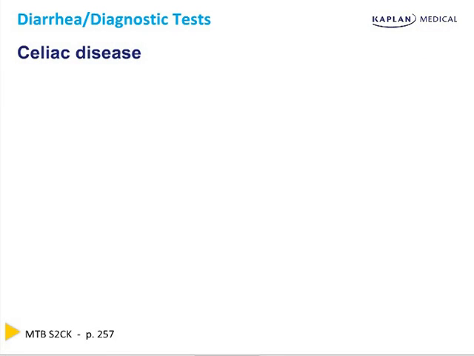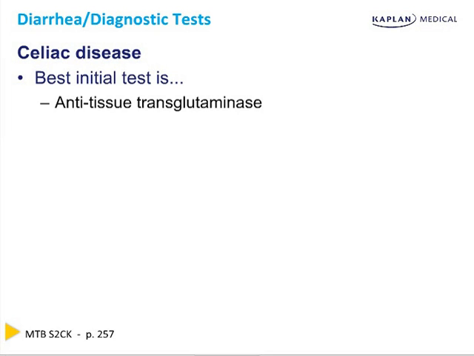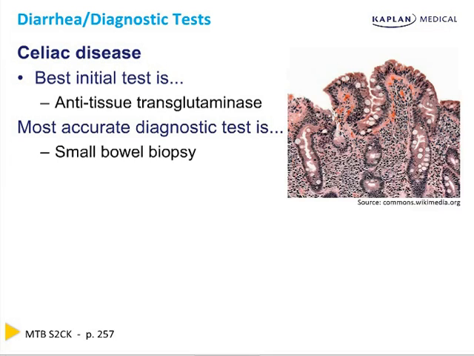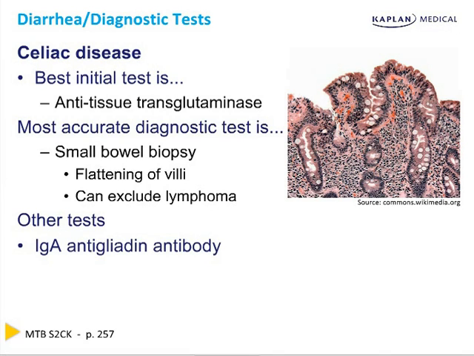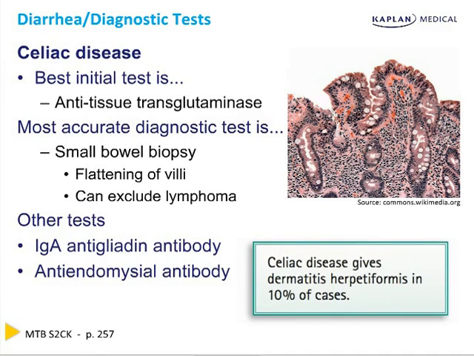The best initial test for celiac disease is an anti-tissue transglutaminase antibody. The most accurate diagnostic test is actually a small bowel biopsy. It will reveal flattening of the villi. We also like the biopsy because it can help us exclude lymphoma. Other tests are the IgA anti-gliadin antibody and the anti-endomysial antibody. Remember, celiac disease gives dermatitis herpetiformis in about 10% of cases.